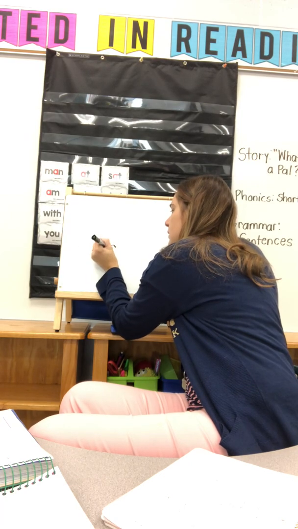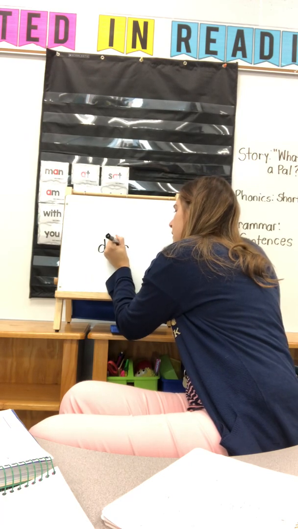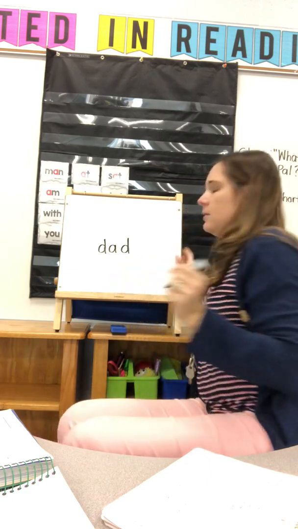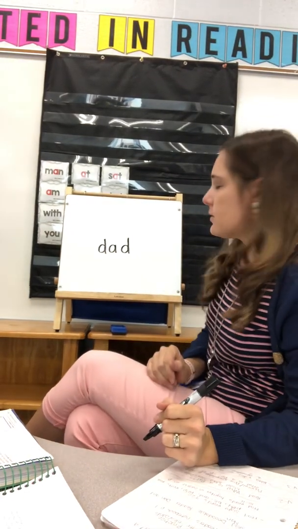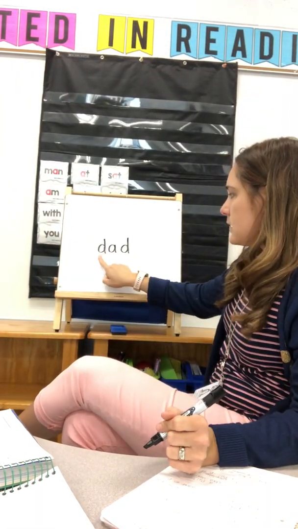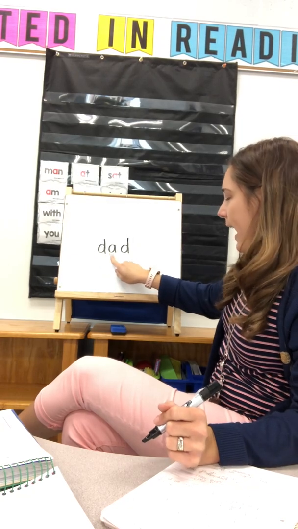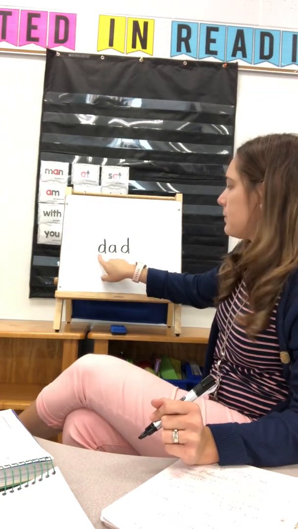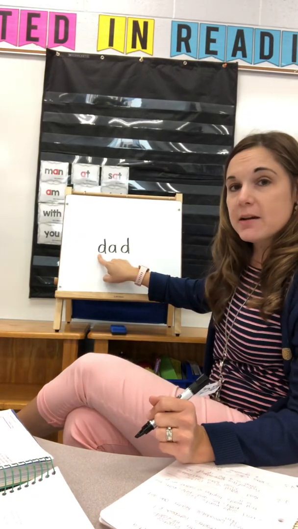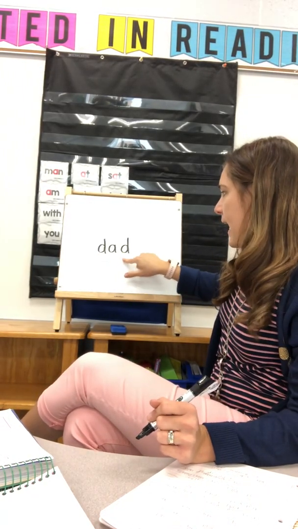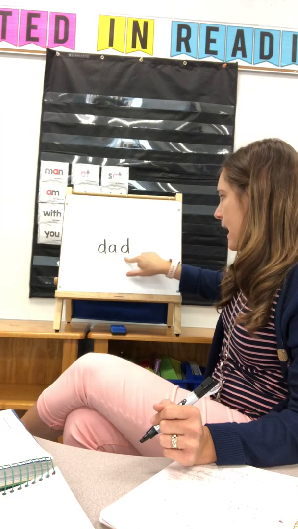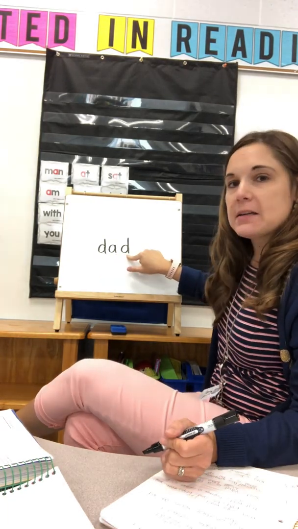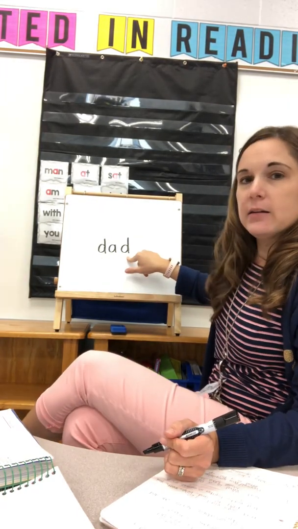D, ah, D. Okay, so there are our letter sounds. We have D, ah, D. Now we're going to blend them. We're going to start back at the beginning and we're going to stretch the sounds. Dad, dad. Our word is dad.